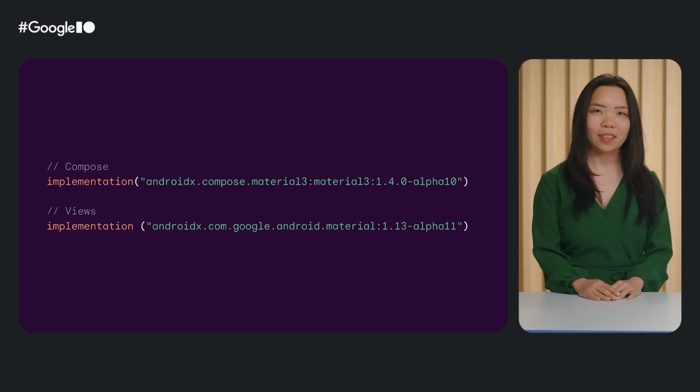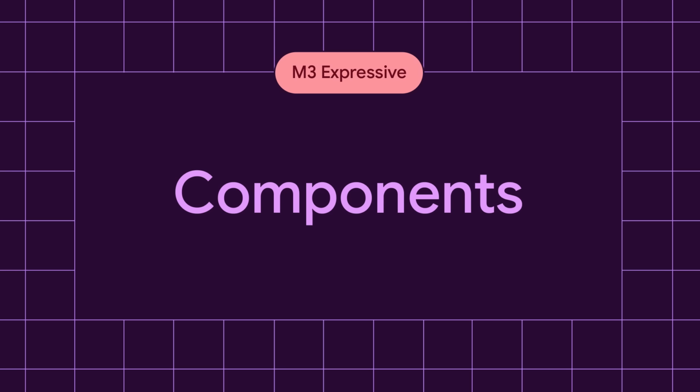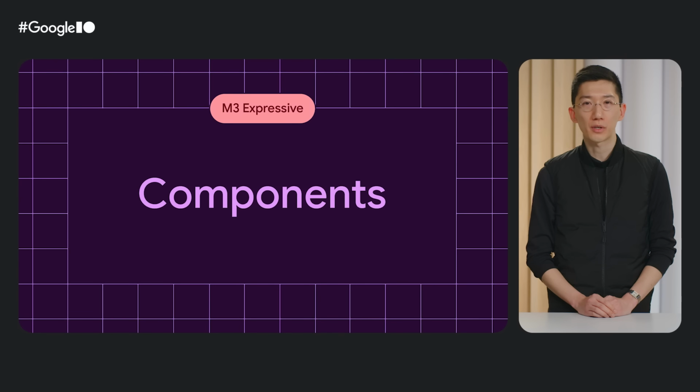This talk will focus on how to get started in Compose, which is the recommended way to build native Android UI. Let's dig in. App makers told us they wanted more component flexibility, and we heard you. M3 Expressive includes 15 new and improved components that are more flexible and configurable than ever.